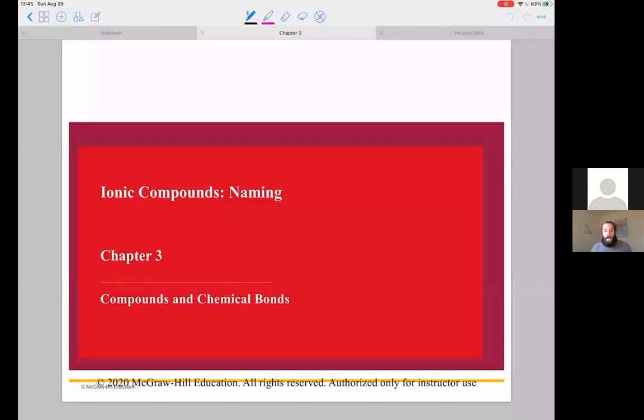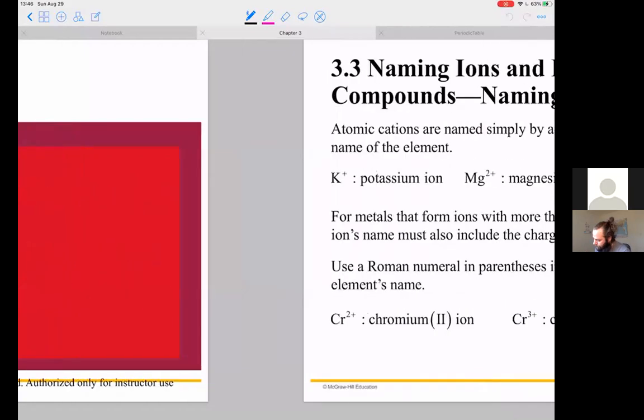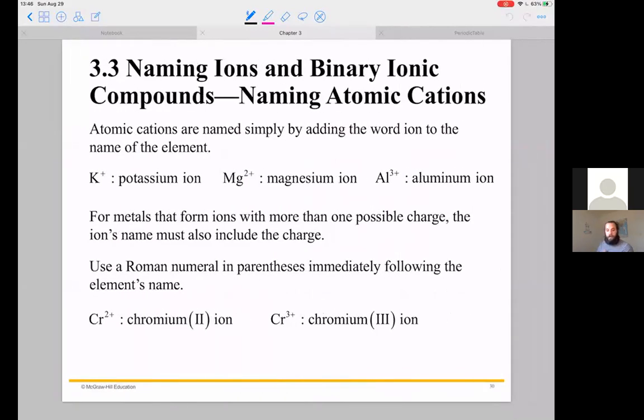All right, so now I have my molecular formulas for ionic compounds. We know how to do that based on the previous lecture. Now, how do we go about naming our ionic compounds? So first of all, let's talk about how we name the different ions.